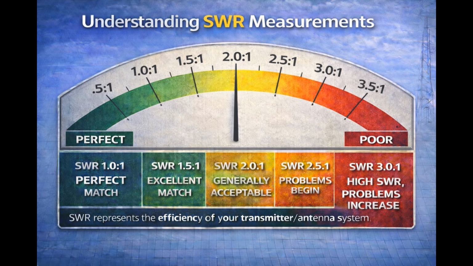In amateur radio, an SWR of 1.0 to 1 would be perfect, but in the real world, anything 1.5 to 1 or lower is excellent, and up to about 2.0 to 1 is generally acceptable for normal operation.